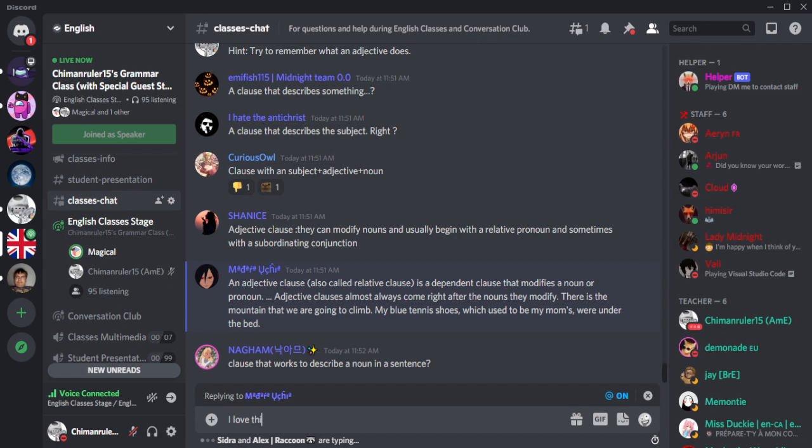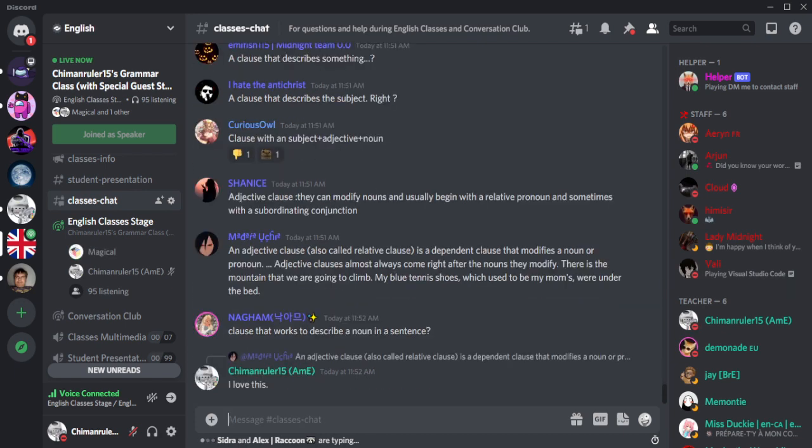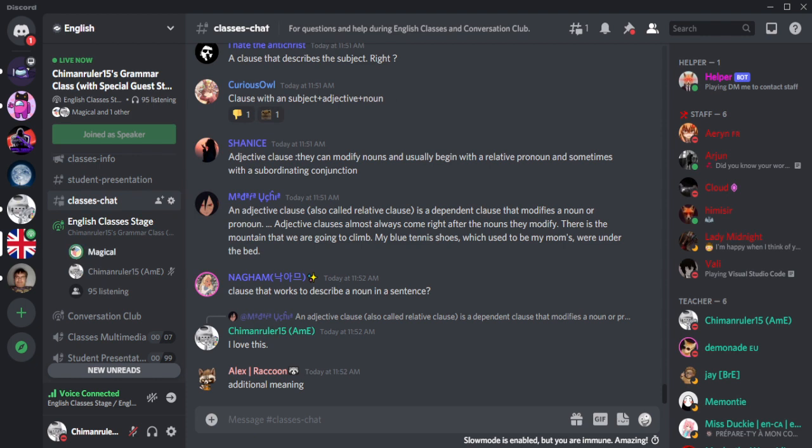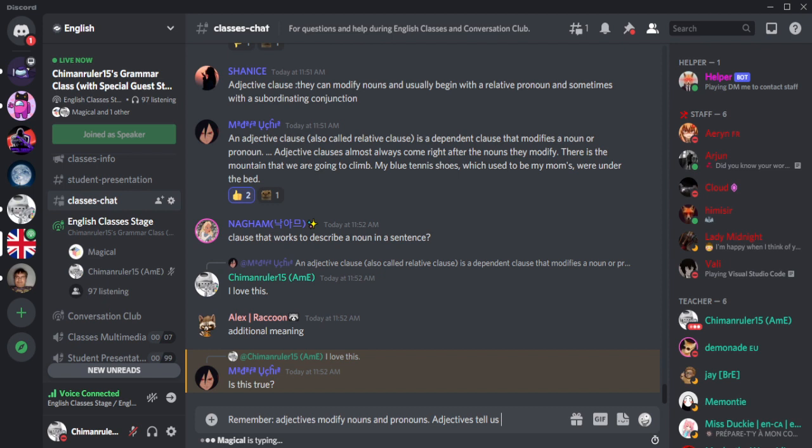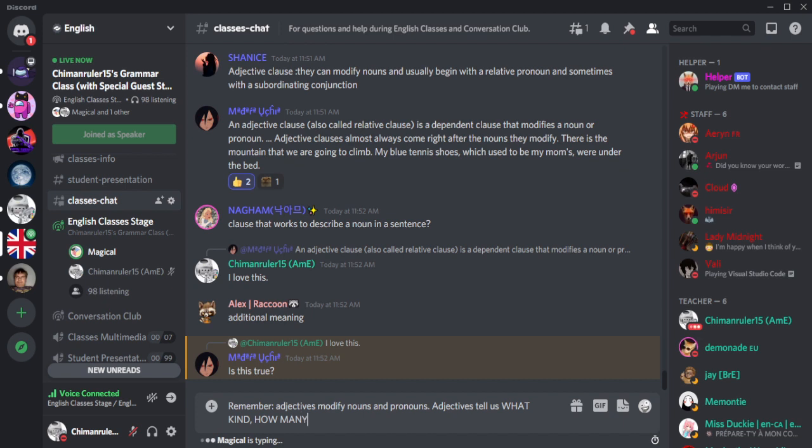A clause that works to describe a noun in a sentence. Okay. So we have additional meaning. That is also interesting, about the meaning of an adjective clause. An adjective clause is a clause which acts as an adjective, basically. But what does that mean? I do not really expect everyone to understand with that. That means that an adjective clause is a group of words with a subject and a verb which act as an adjective.